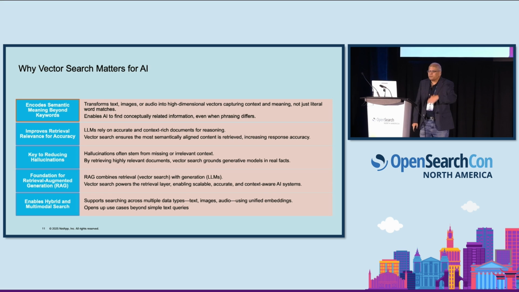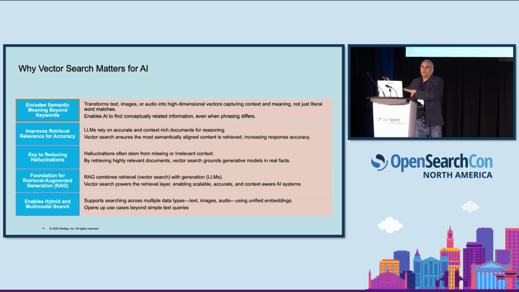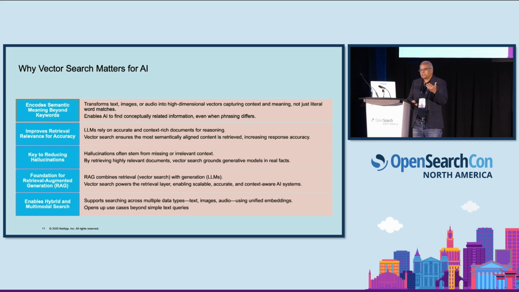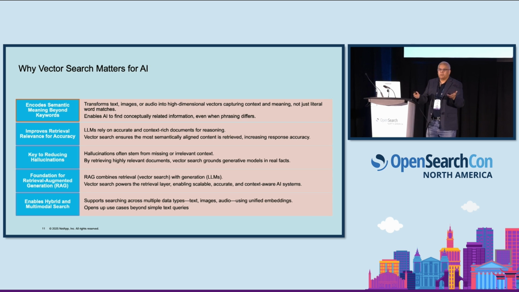Vector search is also a foundation for RAG, retrieval augmented generation, which we talked about, and we will go briefly over what that is and how we can use OpenSearch to reduce hallucinations. One big thing about OpenSearch is that we can enable hybrid semantic search, keyword search, as well as multimodal search.